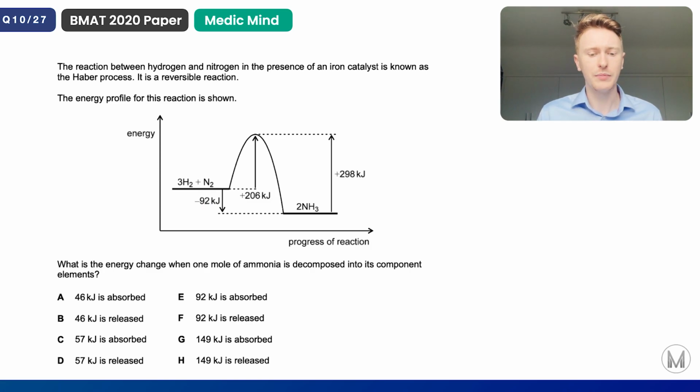So the answer should be 46, and that will be absorbed because the reactants, the NH3, are at a lower energy level than the products will be. So energy must have been absorbed, and it's 46 kilojoules of energy. So the answer to this one is A.